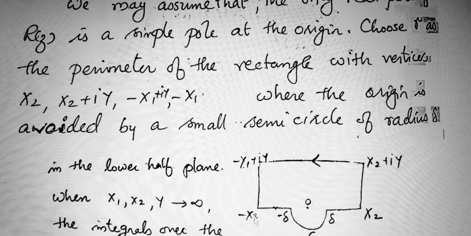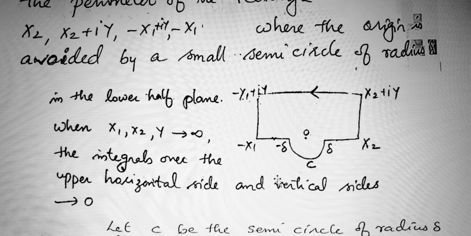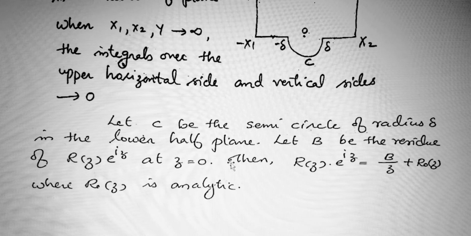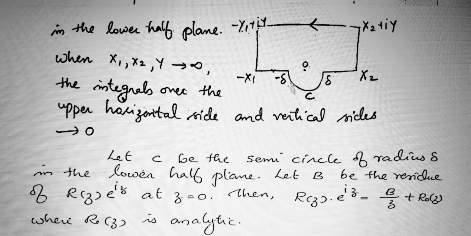where the origin is avoided by a small semicircle of radius delta in the lower half plane, this circle. When x1, x2 and y tends to infinity, the integral over the upper horizontal side and the two vertical sides tends to 0. Let C be the semicircle of radius delta in the lower half plane, this semicircle, and its equation is z equal to delta e raised to I theta, where theta ranges from pi to 2 pi.